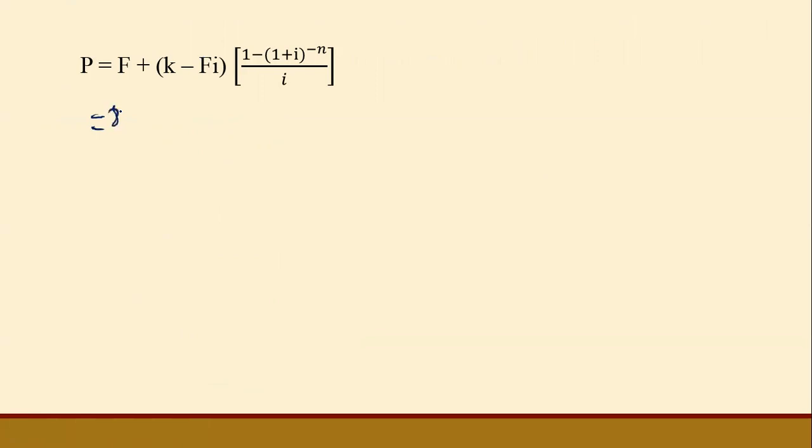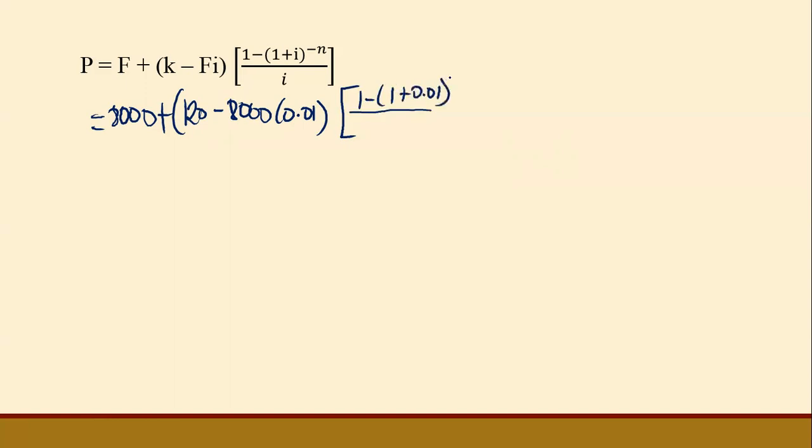So this is 8,000 plus 120 minus 8,000 times 0.01. This is 1 minus the quantity of 1 plus 0.01 raised to negative 30, over 0.01. Next.